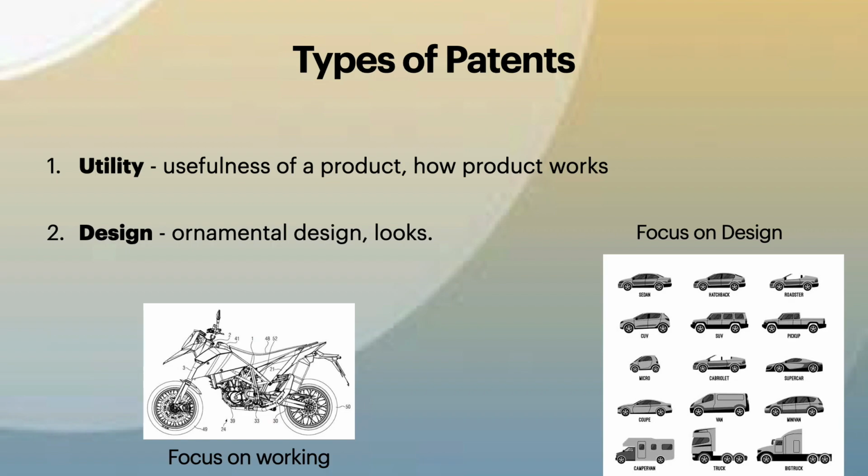We also looked at the types of patents, two different types: utility and design. Utility focuses on the working of a particular model, machine or product. As we look at the machine, it focuses on working. On the other side, design focuses on the outlook of a product or device.